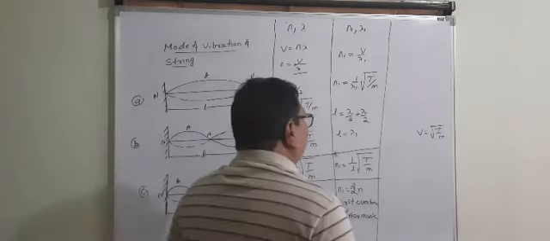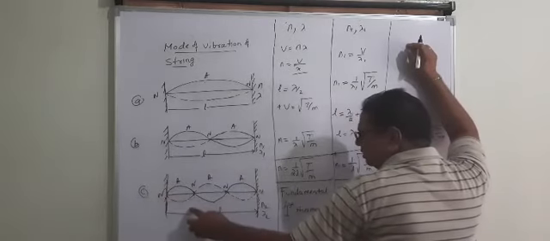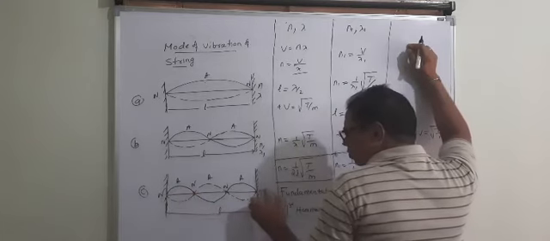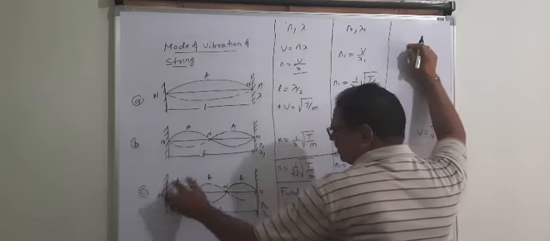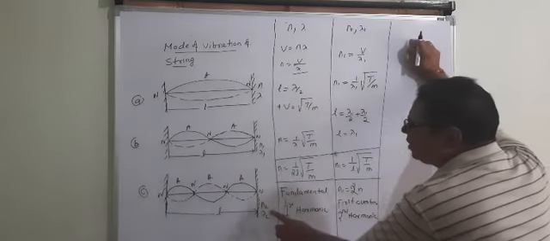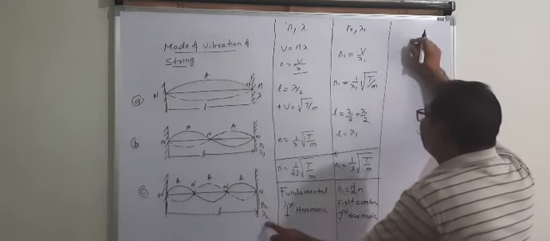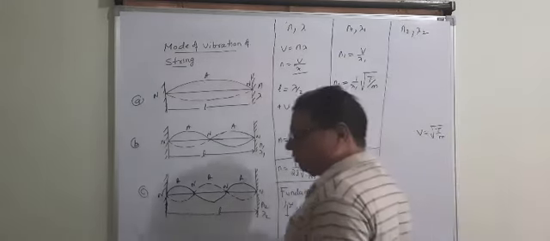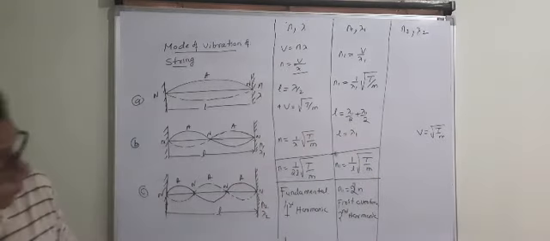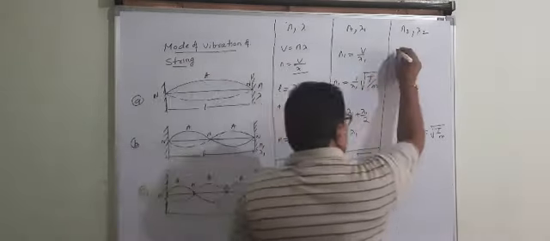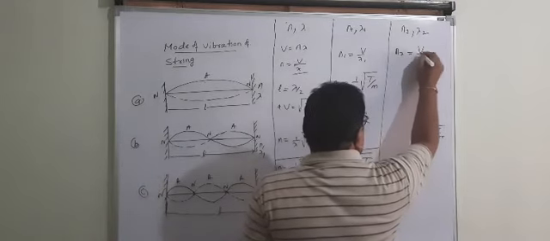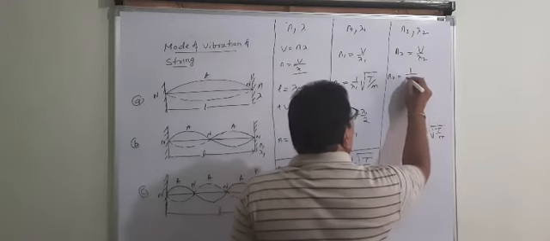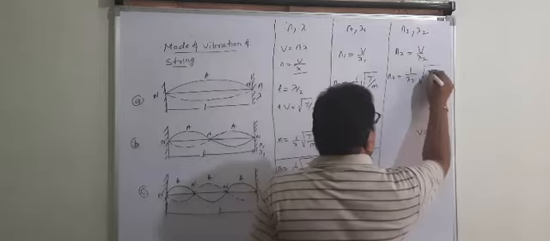Similarly, the next mode of vibration is as shown in figure C. It consists of three loops, or we can say four nodes, 1, 2, 3, 4 nodes and 3 antinodes. In this case, say n2 with the frequency, lambda 2 with the wavelength. Similarly, n2 is equal to v upon lambda 2, or n2 is equal to 1 upon lambda 2 under root T by m.